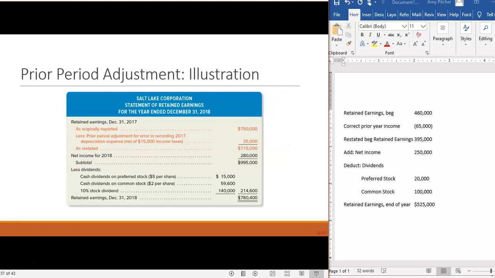We have this example here of a prior period adjustment. In this case, we had an error in recording depreciation expense, and they're showing it net of a $15,000 income tax expense, which then is going to restate their beginning of the year retained earnings.